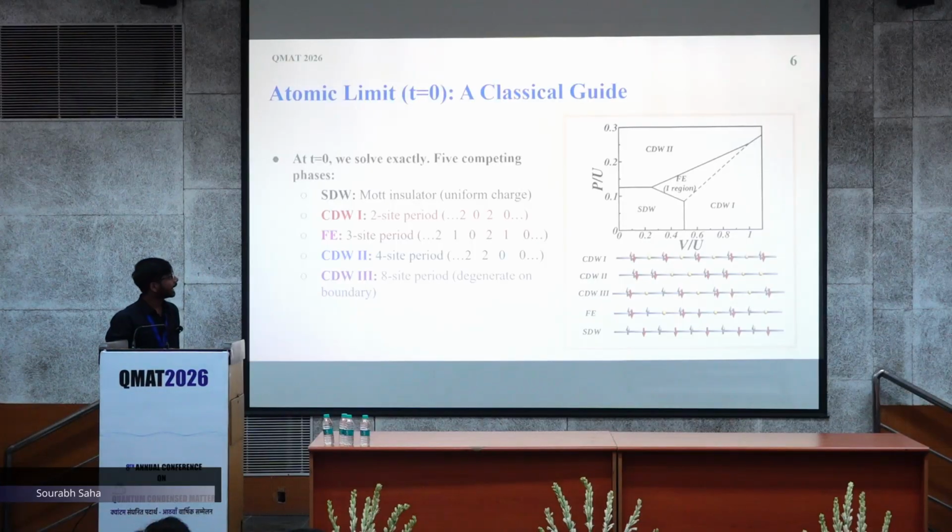But notably, around the boundary between the charge density wave 1 and the ferroelectric phase, a degenerate charge density wave 3 phase appears, which has an 8-site periodic charge pattern. This already tells us that the region around the ferroelectric phase is highly frustrated. There are many states competing for dominance, and we call this region the frustrated region.